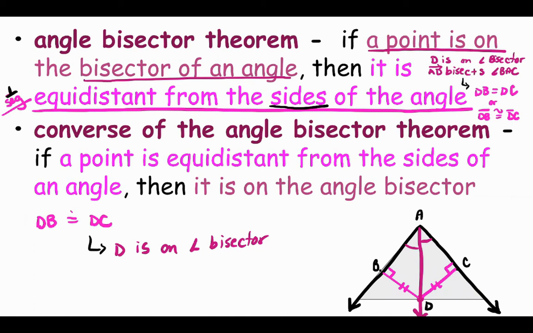It also works the other way. If we have that equidistant, or if we have that those segments are congruent, because we can use our definition of congruent to get back to the equidistant, then we know that that common point is on our angle bisector. So we're going to use this knowledge to answer some questions.